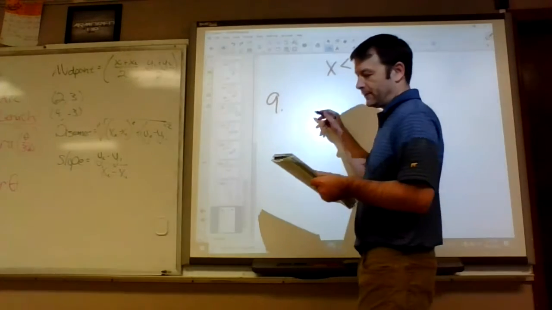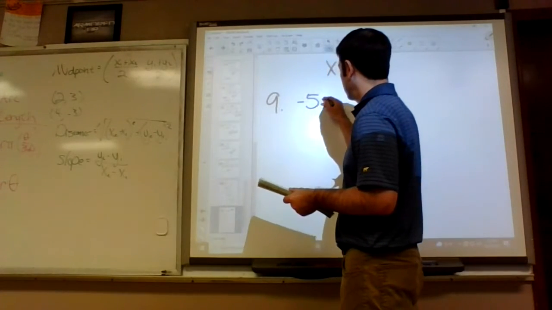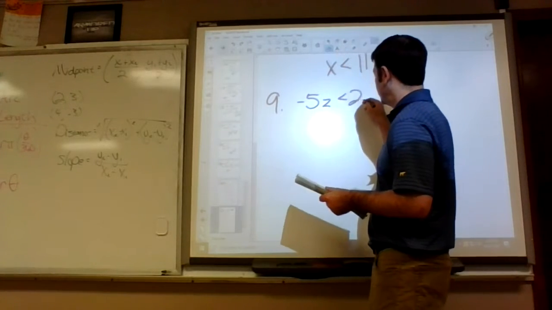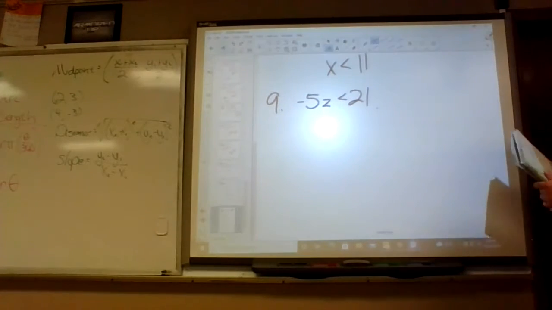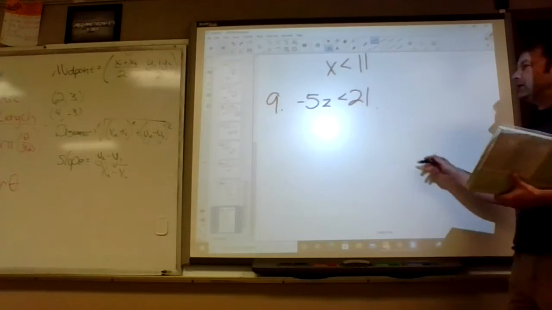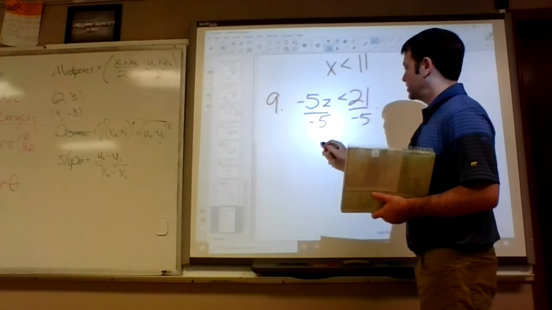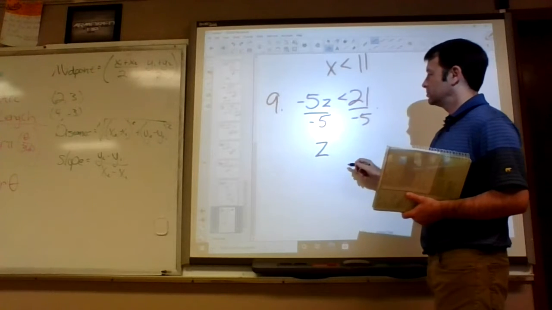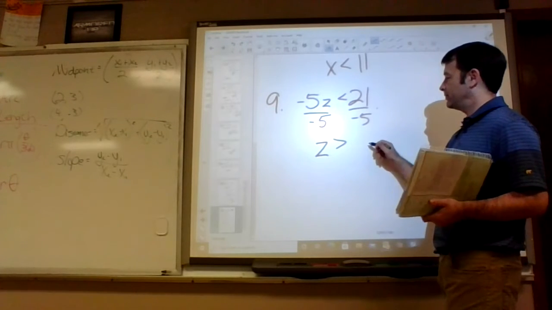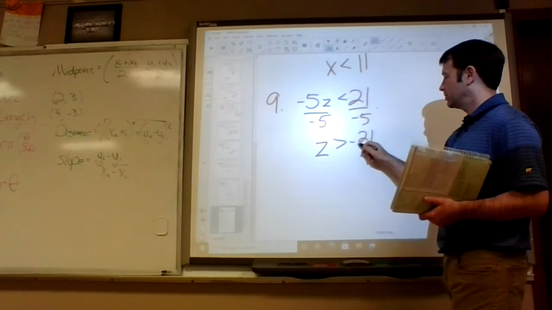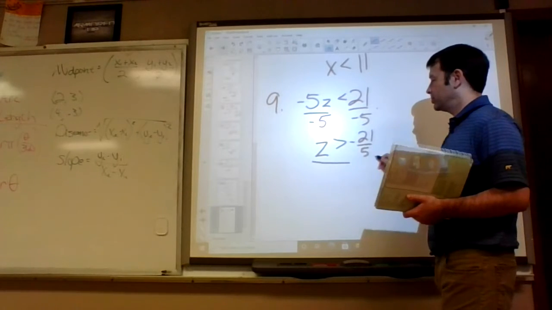Number 9, -5z less than 21. What's our step on number 9? Divide by -5. So I'm going to get z greater than. What's 21 divided by -5? -21/5.